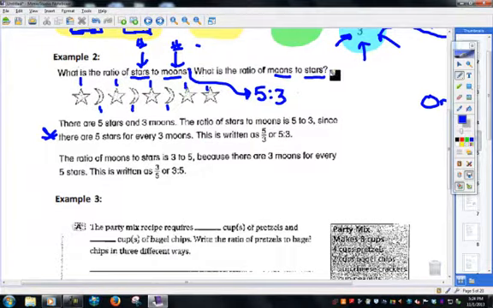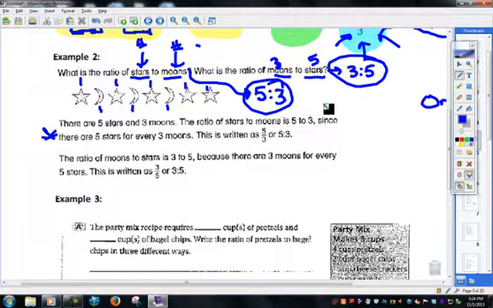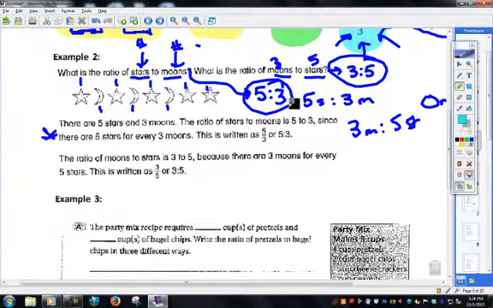And then moons to stars would be the opposite, obviously. 3 to 5. Again, moons comes first. That's 3. Stars comes second. So it's all about the order. It's the same ratio. Because if you put your labels on there, this would be 5 stars to 3 moons. Well, that's the same if you wrote it as 3 moons to 5 stars. That doesn't matter. It's just all about making sure your order is correct.